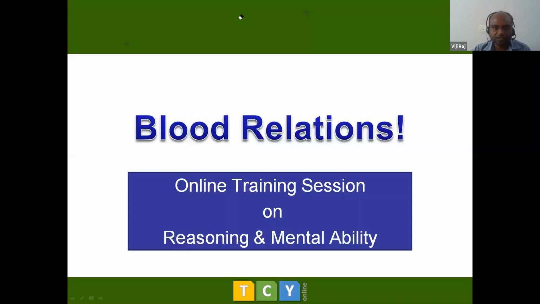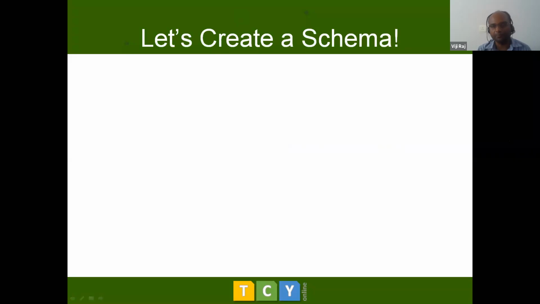So it's a very, very interesting topic, and it can be very confusing for some students. But if we develop an approach towards how to solve these problems, then it becomes a very, very easy topic also, right? So we will try to develop an approach to deal with this kind of problems. First of all, I'll take you to a blank page, and we will develop a schema to work around this problem, right? So Sir, what is a schema?